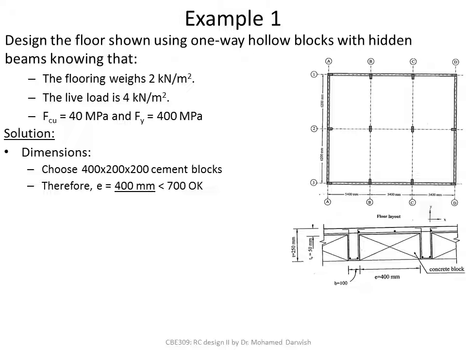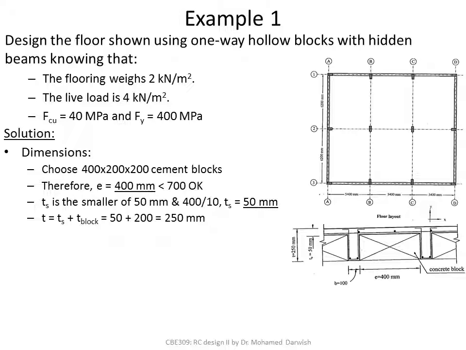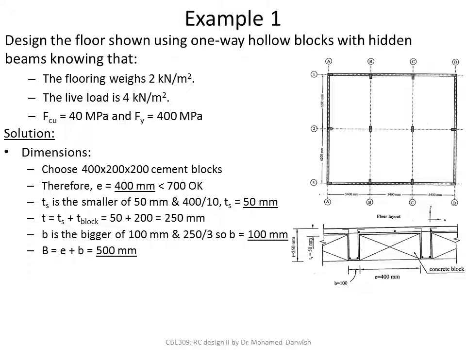You choose 400 by 200 by 200 cement blocks. Therefore, E is actually equal to 400 millimeter, which is less than 700, so it's okay. TS is the smaller of 50 millimeter and 40 over 10, so let's take it as 50. So the total T is TS plus T blocks, so now it's 250 millimeter. B is the bigger of 100 millimeter and 250 over 3, so B is equal to 100 millimeter. So the capital B is E plus the small b, so this is 500 millimeter.